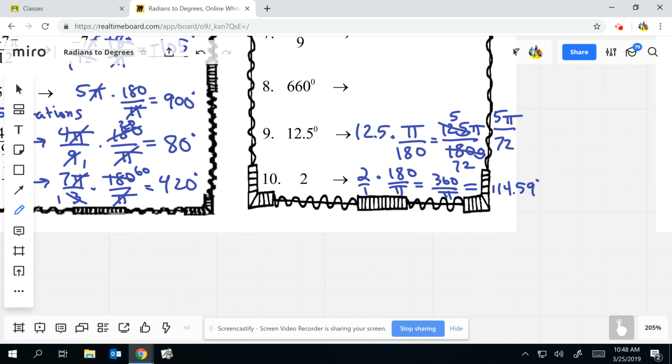Just 2 radians, not 2 pi radians. 2 pi radians is all the way around the circle. That's 360. 2 radians on its own is the 114.59.